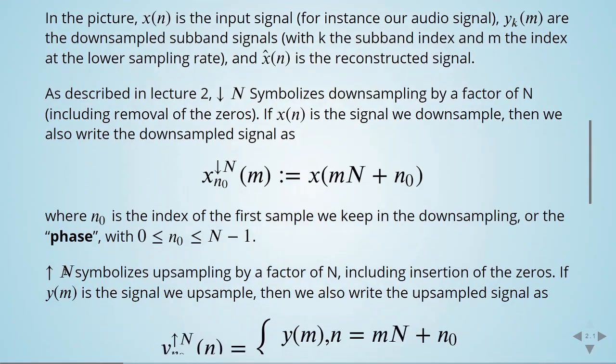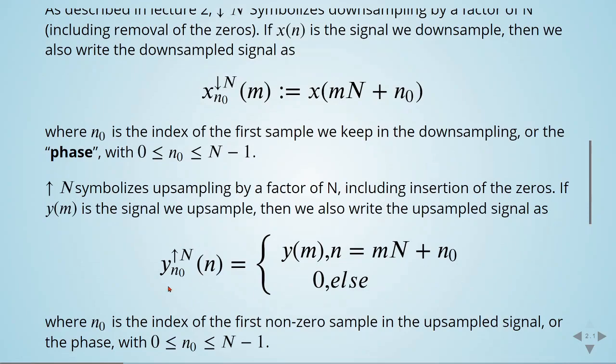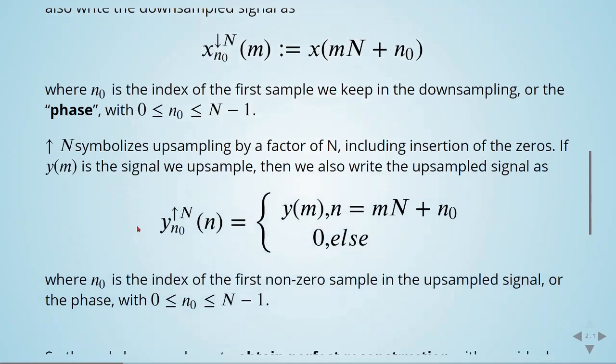The up arrow N symbolizes upsampling by a factor of N, including insertion of zeros. If y(m) is the signal we upsample, then we also write the upsampled signal as y with subscript n0 and superscript up arrow capital N of n. It is equal to y(m) when n is equal to m times capital N plus n0, or 0 elsewhere, where n0 is the index of the first non-zero sample in the upsampled signal, or the phase.